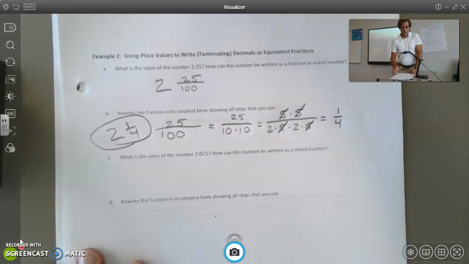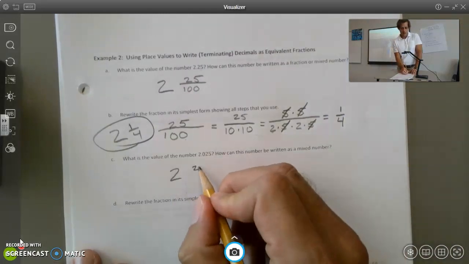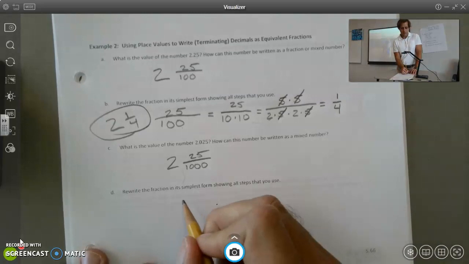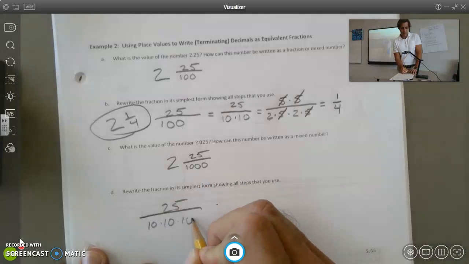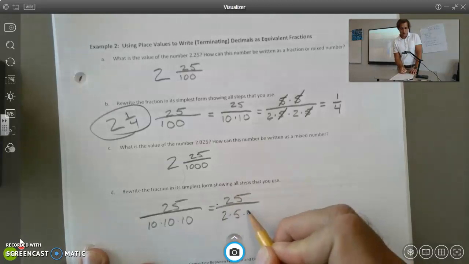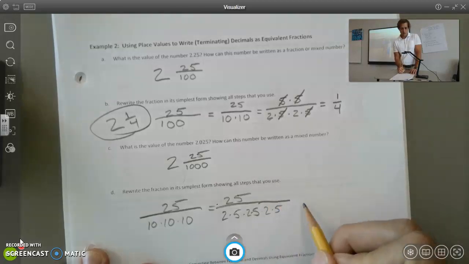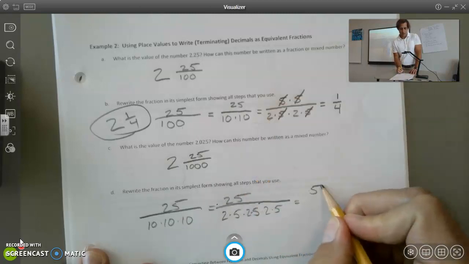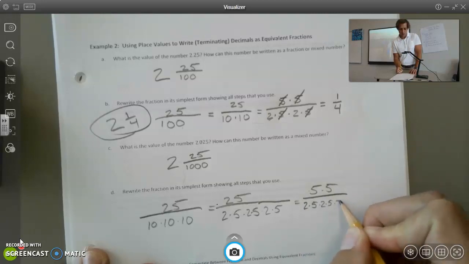Okay, let's look at the next one. What's the value of this number? 2 and 25 thousandths. Okay, how would I rewrite that in simplest form? Well, 25 over 1,000 is 10 times 10 times 10, which is the same as 25 over 2 times 5 times 2 times 5 times 2 times 5. Let's just rewrite it: 5 times 5 over 2 times 5 times 2 times 5 times 2 times 5.